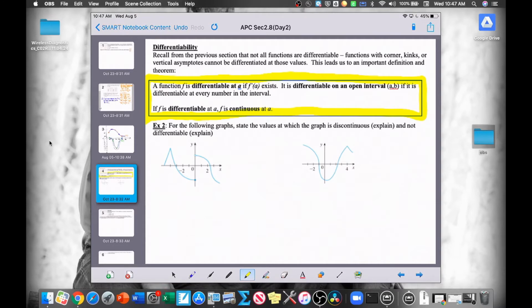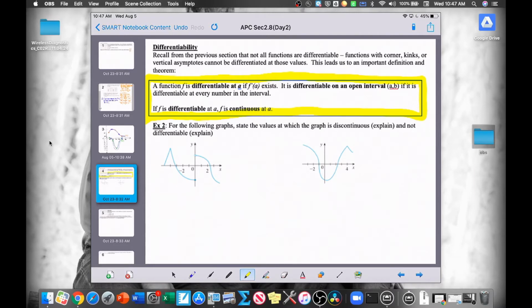If f is differentiable at a, f is continuous at a. Please note this relationship does not go the other direction, okay? If f is differentiable at a, f is continuous at a. But if f is continuous at a, it is not necessarily differentiable at a. Case in point, look at the picture for example 2.